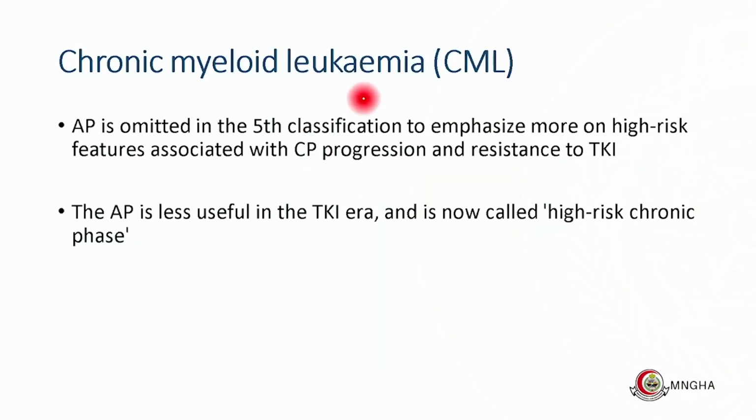I'll start with chronic myeloid leukemia. All of us were surprised when the 5th edition classification removed the accelerated phase of CML. We all know that CML is either biphasic or triphasic, presenting with the chronic phase, then accelerated phase, followed by blast phase. However, some patients will present from chronic directly to blast phase. In the era of TKI, they feel that the accelerated phase is less useful, and now they call it a high-risk chronic phase, and we will explain more on this.